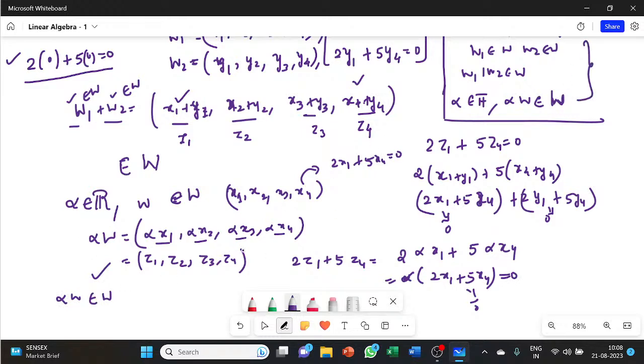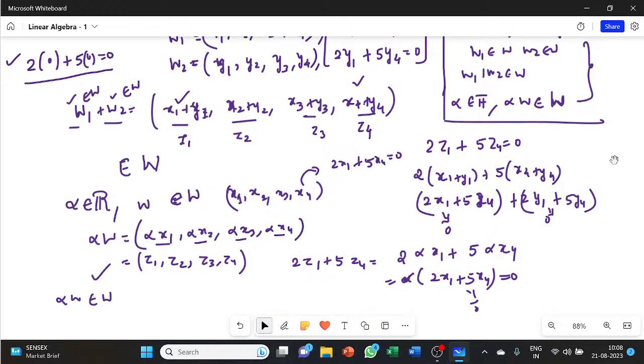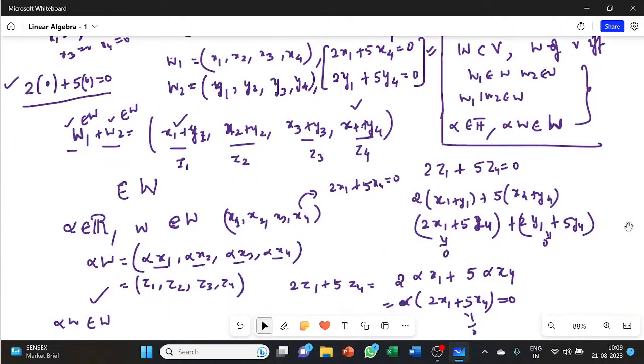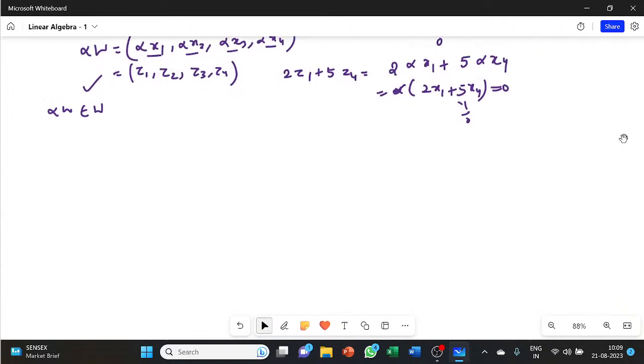So therefore we can say that this is a vector subspace. This is a subspace of R power 4. The same way we can do the definition 2 also. I'm leaving it to you. That is also quite easy to see, that if you take, let me do it.